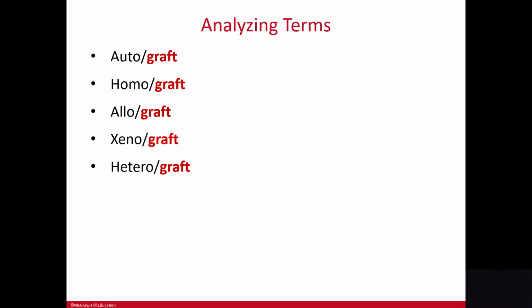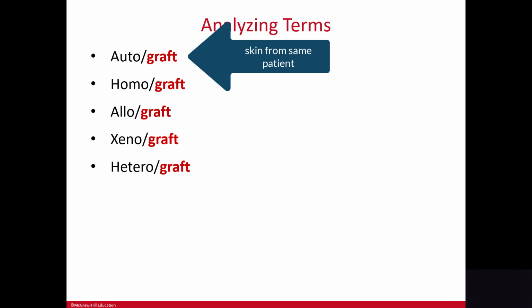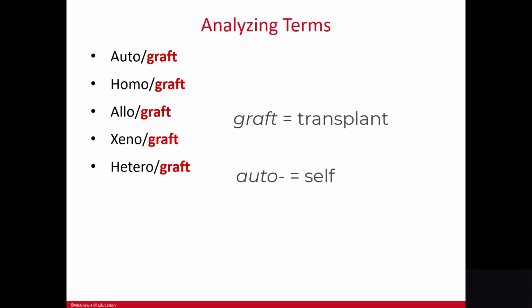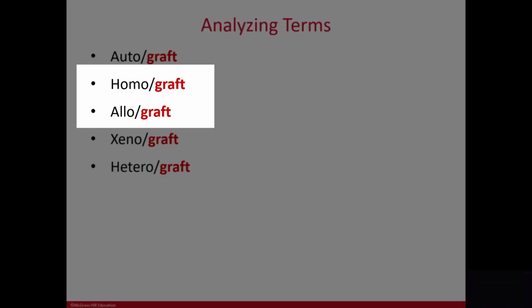Ideally, an autograft is the best solution. In an autograft, the skin is taken from another location on the same patient and transplanted to the burned area. So if you break down the term autograft, graft means transplant and auto means self. So you're transplanting the skin from yourself. If the patient has extensive burns, there's other options, like if there's just no available good skin on the person.